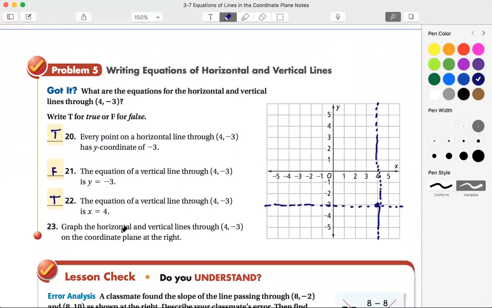That's true. All right, so this is the horizontal line, and that would be the equation y equals -3. This is the vertical line, and this is the equation x equals 4. So notice, a horizontal line is y equals the y coordinate. A vertical line is x equals the x coordinate of the point it goes through.